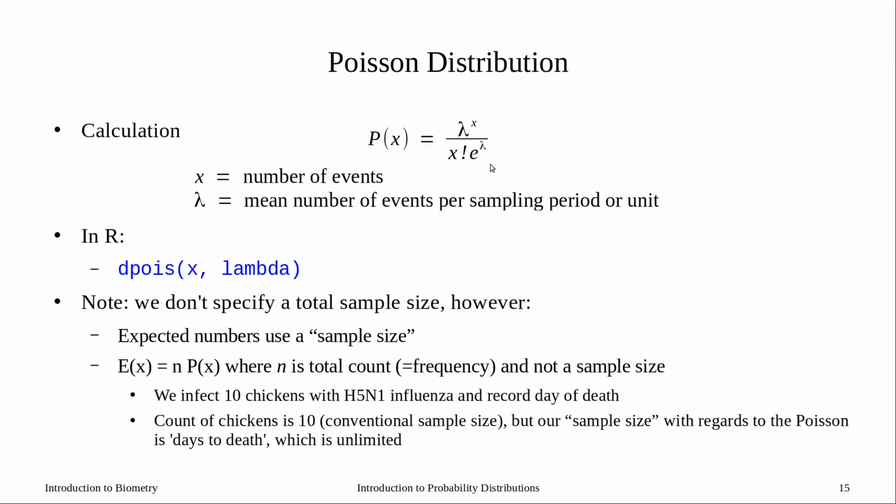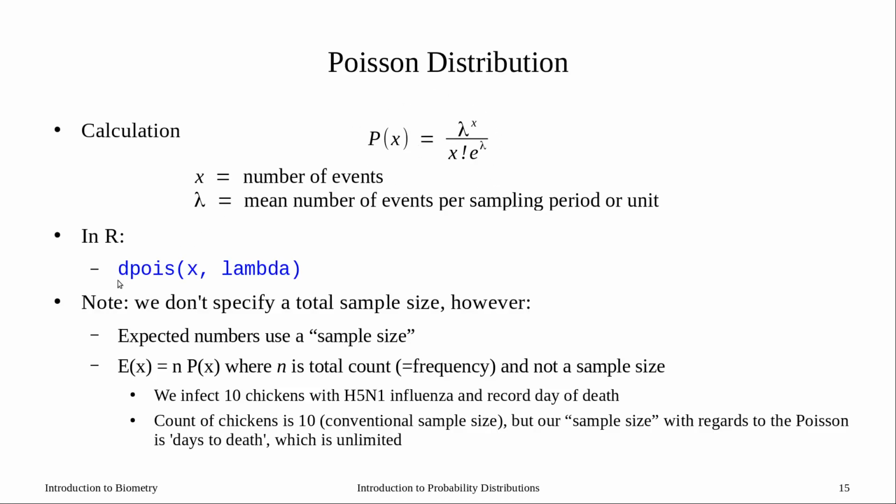Poisson probabilities model the probability that we have x events, and it uses lambda, which is the mean, raised to the x, divided by x factorial times e to the lambda. So lambda is our mean number of events per sampling period, so the mean number of trees per grid, the mean number of seconds between lightning strikes, and so forth. X is the number of events that we're trying to calculate. All right, and I'll show you how to do this by hand.